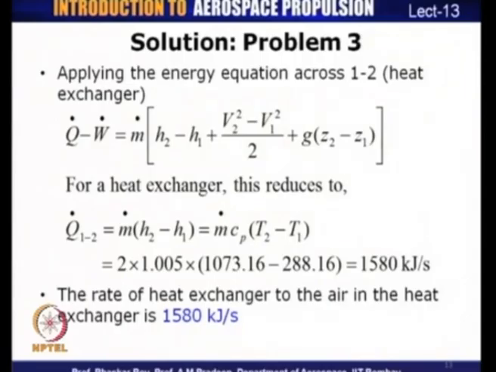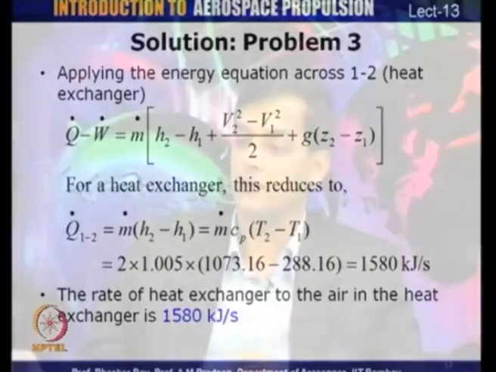So, this comes out to be 1580 kilojoules per second. So, the rate of heat transfer is at the rate of 1580 kilojoules per second. So, heat transfer is receiving heat at a rate of 1580 kilojoules per second, which is also kilowatts in that sense.